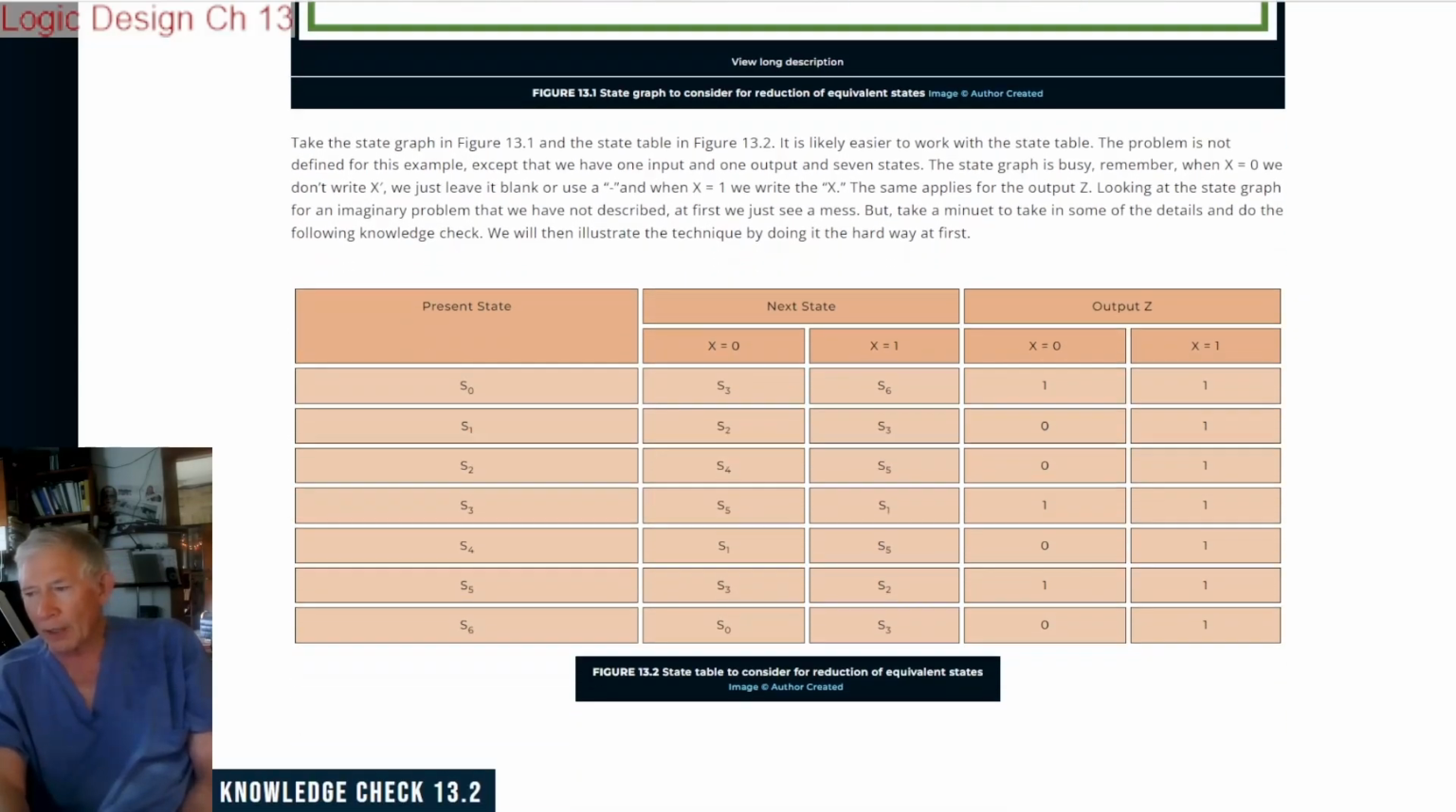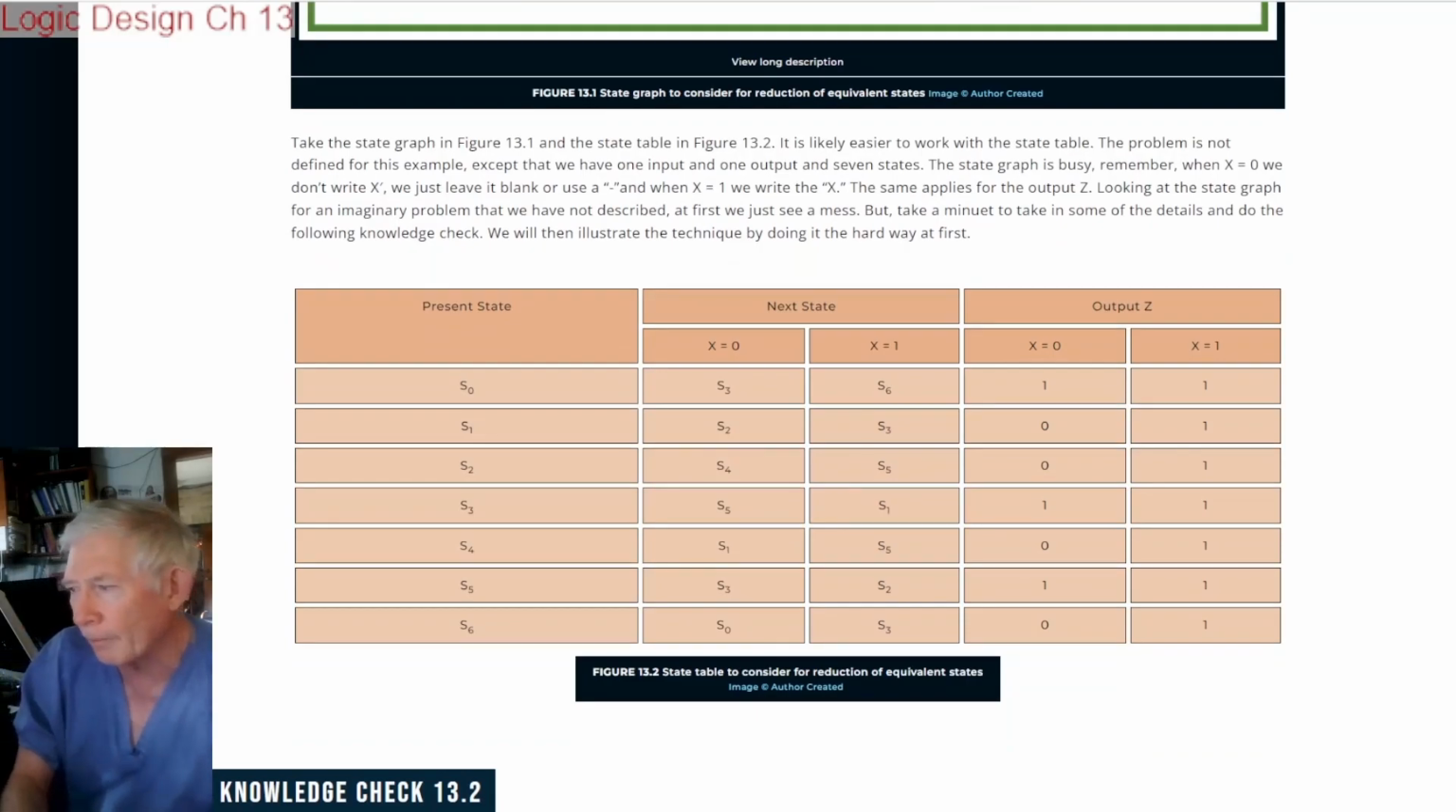That's just the state graph. And then here's the state table. Now, if you look at the state table, you see, say in S6, our outputs are 0 and 1, and we go to S0 on x equals 0 and S3 on x equals 1.